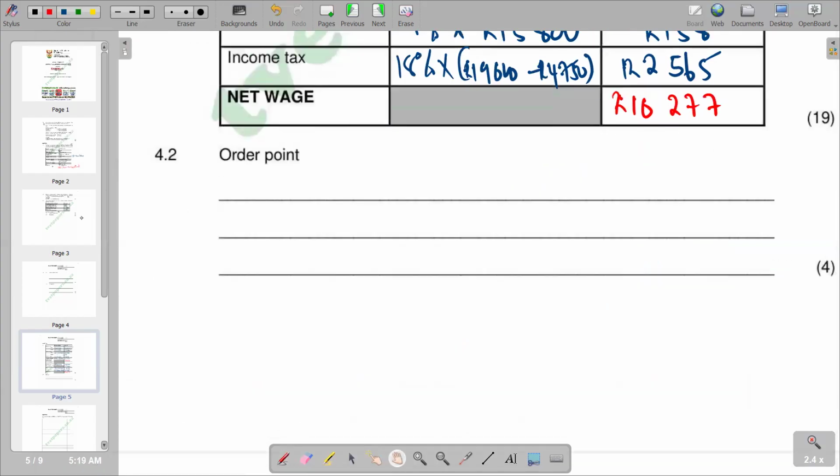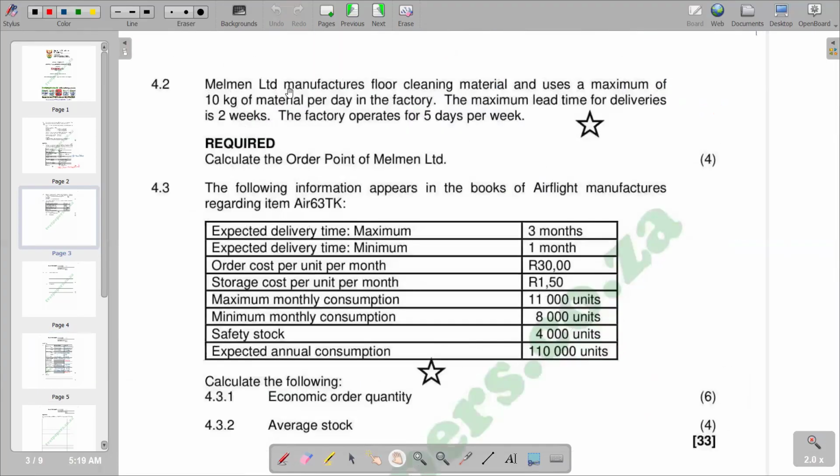The next part, we go to 4.2, which we are given as here. Meomin Limited manufactures floor cleaning material and uses a maximum of 10 kg of material per day in the factory. The maximum lead time for deliveries is 2 weeks. The factory operates for 5 days per week. So calculate the order point of the firm.